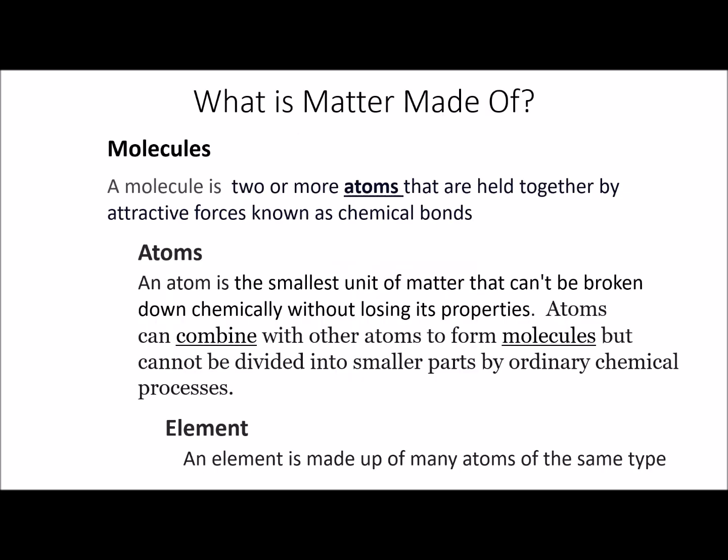Matter is made up of molecules, atoms, and elements. Molecules are two or more atoms held together by a chemical bond. An atom is the smallest unit of matter that can't be broken down by chemical means without losing its property. But atoms can combine with other atoms to form molecules. An element is made up of many atoms of the same type. If there is only one type of atom, then that element is considered to be pure.